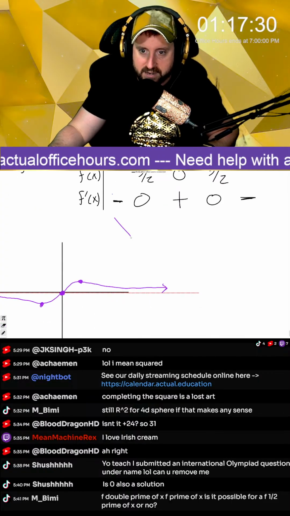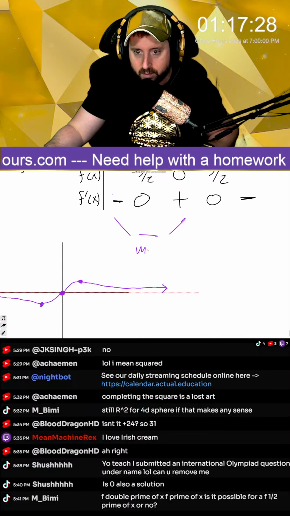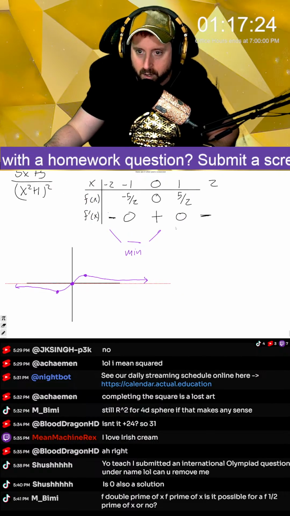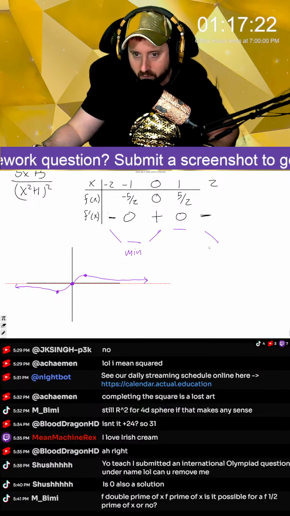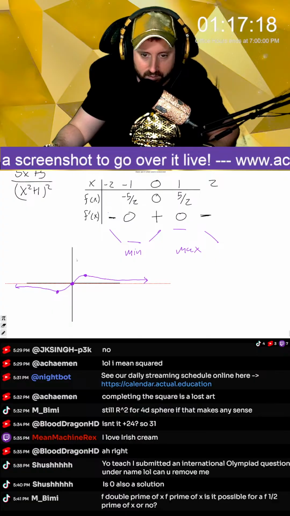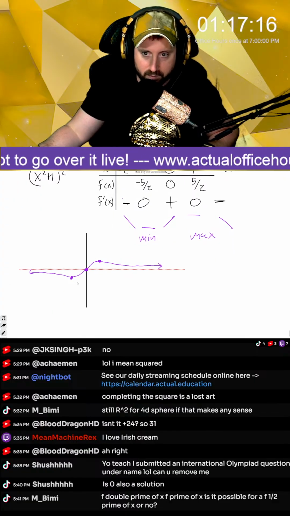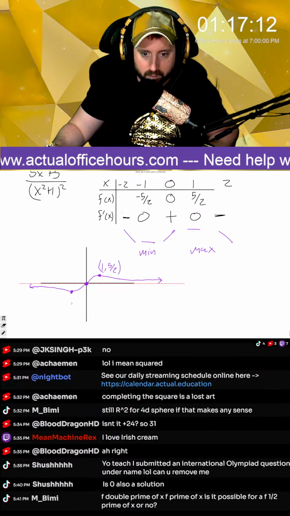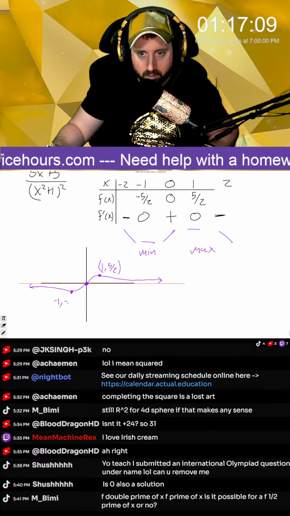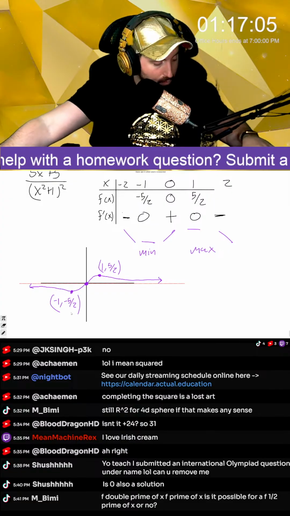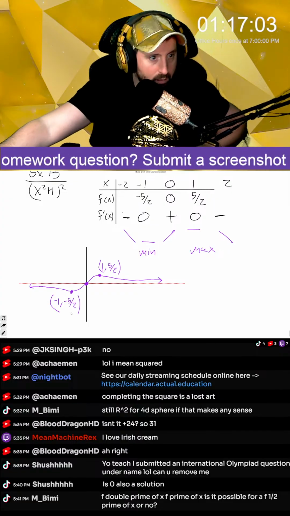If something's going from down to flat to up, this is a minimum. And if it's going from up to flat to down, this is a max. And that's what we see. This is a max. This is a min. This is all the intercepts. And so I guess if they want you to graph them, it's like this. And there you go. That's a speed run, but we did it.